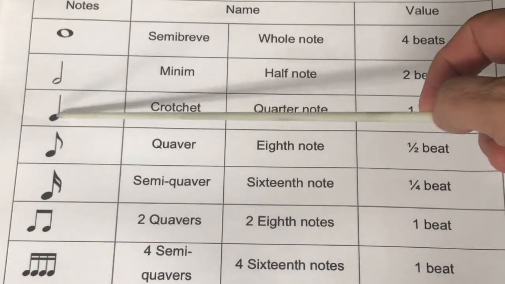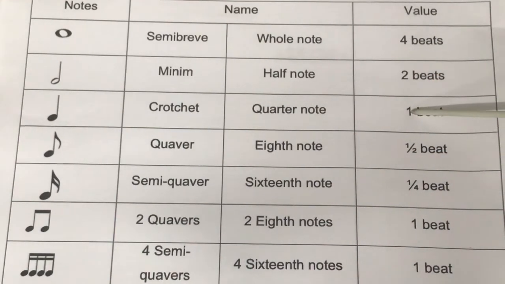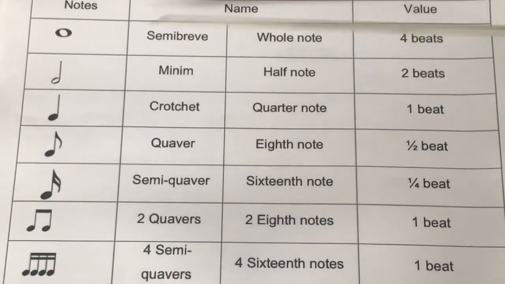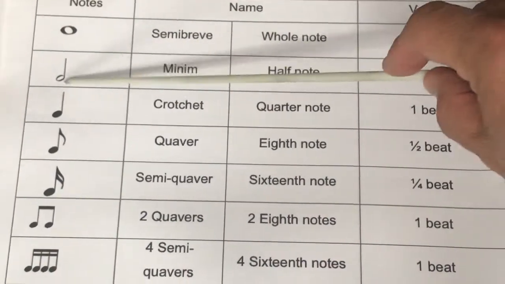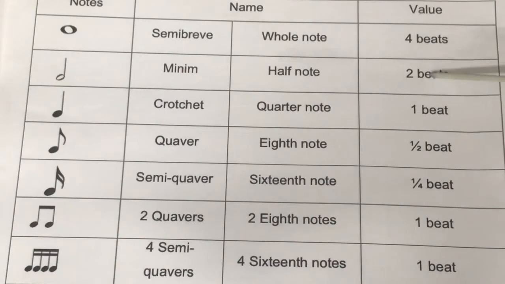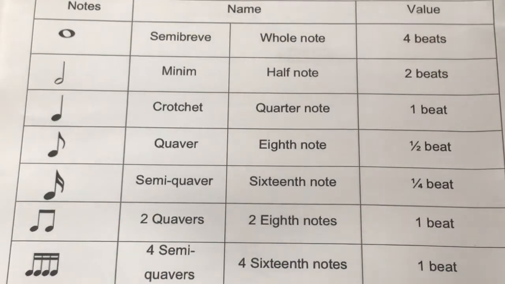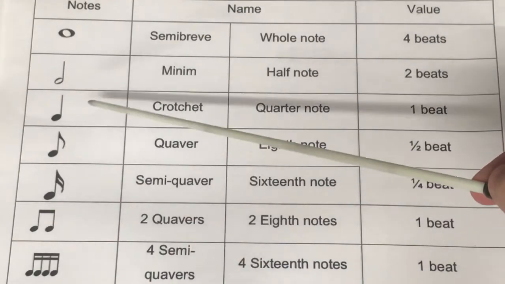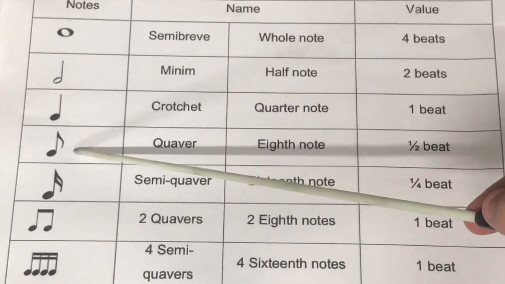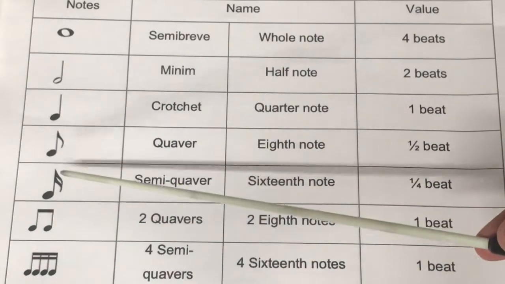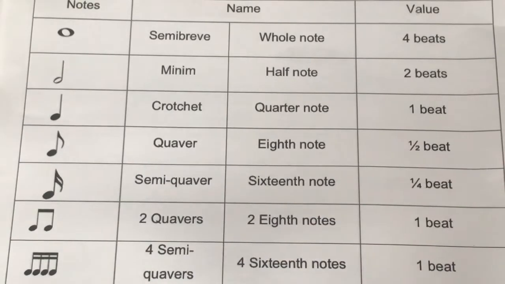The crotchet, we would need 2 crotchets, 2 times 1, to give the minim. The minim, we would need 2 minims, side by side, 2 beats each, 2 plus 2 equals 4. So 2 minims equal the semibreve. 2 crotchets equals 1 minim. 2 quavers equals a crotchet. 2 semiquavers equals a quaver.